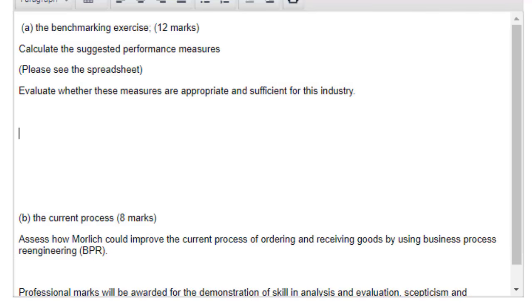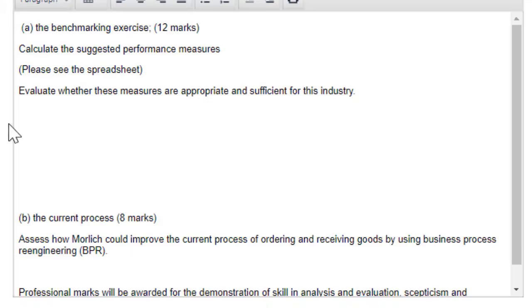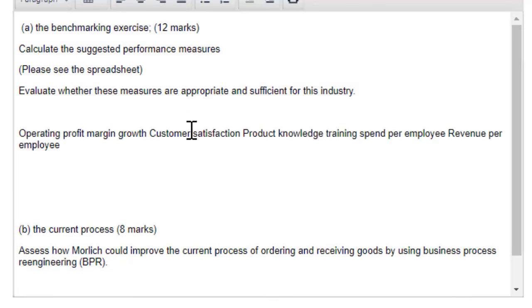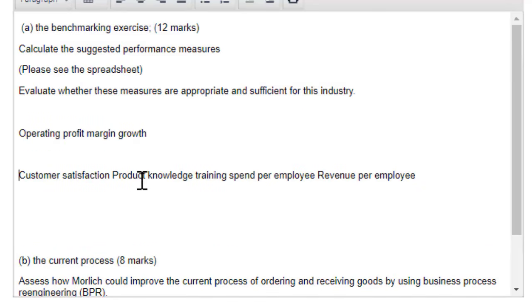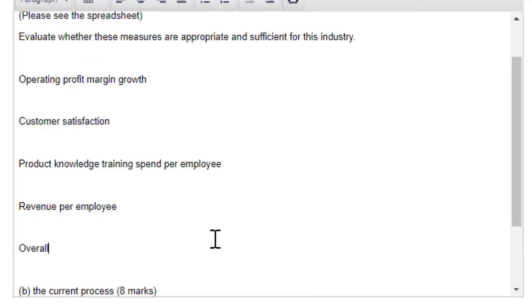So I'm going to start with headings, signposting, a great thing to do, a great way to structure our answer. Let's see if the copy pasting from that exhibit 1 works, because we want these metrics. Maybe it will work. Probably will work without the line breaks. And it did. Great. So we've got operating profit margin growth, customer satisfaction, product knowledge training spend, revenue per employee. I'm going to go back into the exhibits. I'm going to think about the exhibits, think about the circumstances of this company. Are these metrics appropriate and enough to measure their performance?